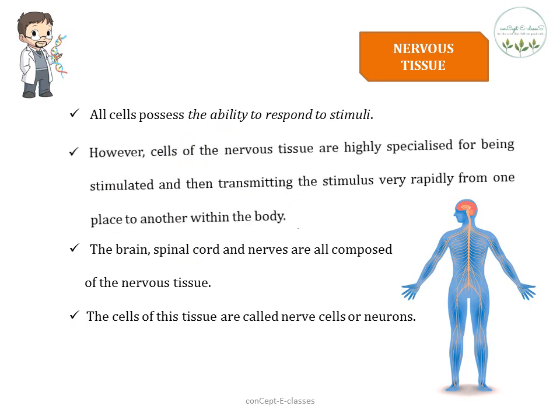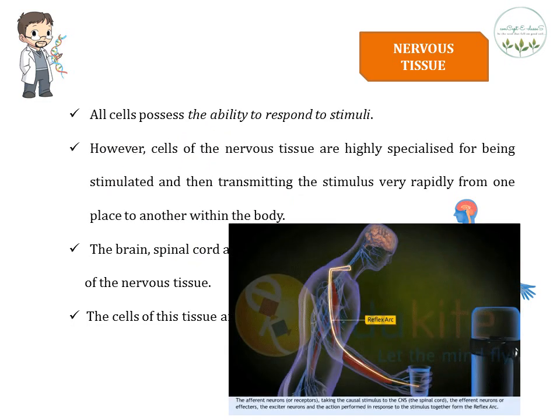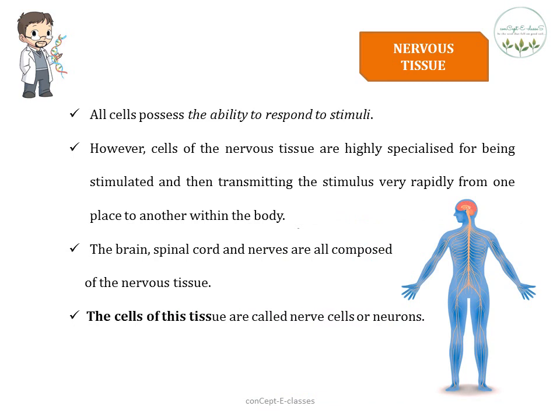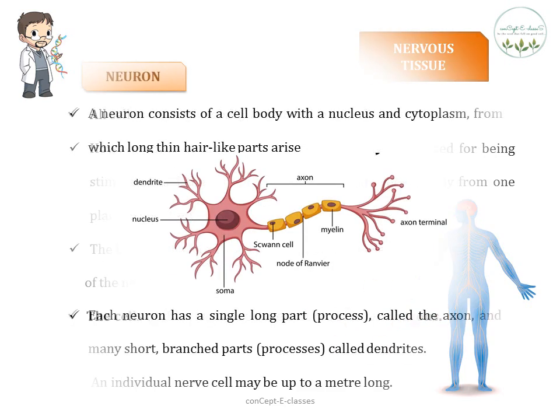However, the cells of the nervous tissue are highly specialized for being stimulated, and then what do the cells do? They transmit the stimulus rapidly from one place to another within the body. The brain, the spinal cord and nerves are all composed of this nervous tissue. The cells of this tissue are called nerve cells or neurons. So let's see neurons in the next slide.